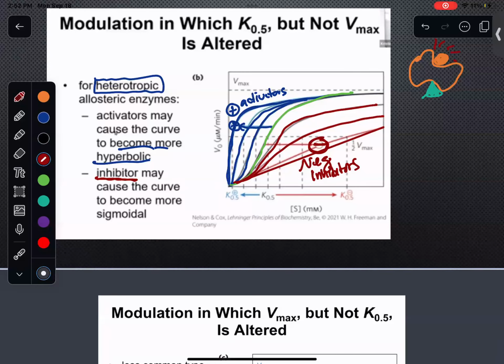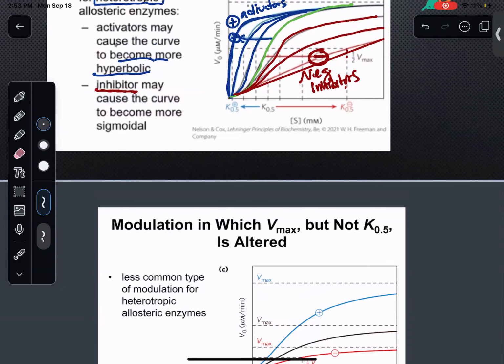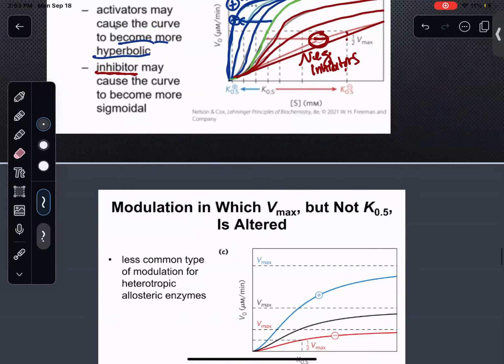You know what? I have a better slide coming up. We'll go over that in a little bit. But just get those two down, okay? Right shift is going to be a decrease in K.5. Left shift will be an increase in K.5.